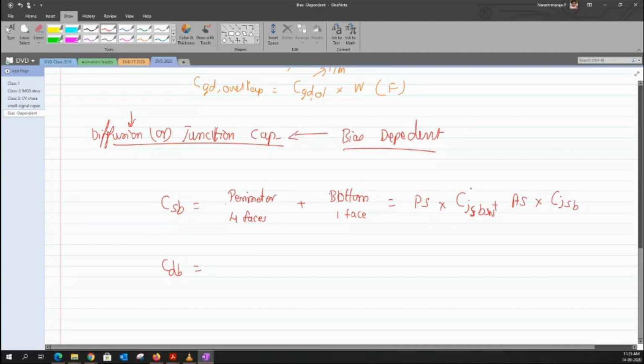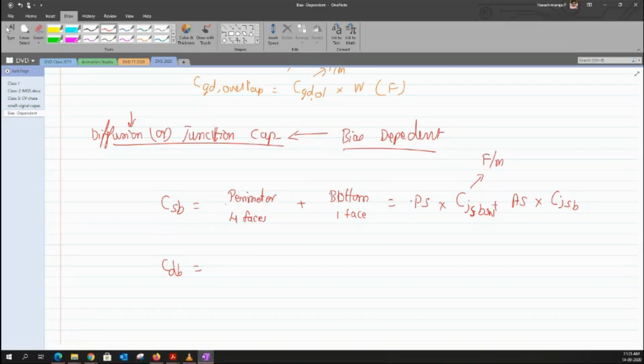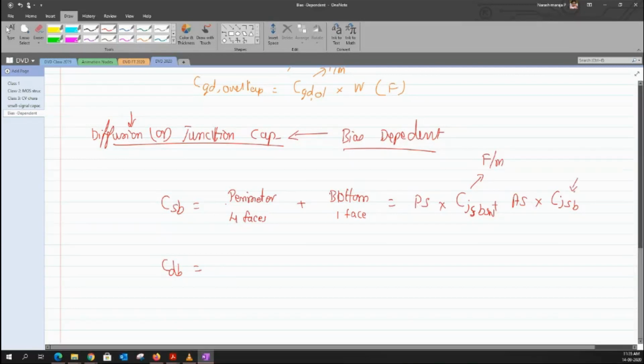So generally, the unit of the CJSB-SW will be in terms of farad per meter, because the perimeter in general is nothing but the 4 sides of your rectangle. Clear? Whereas the area, which is the bottom, in general would be in terms of farad per meter square. Okay, hope that you're clear with it.